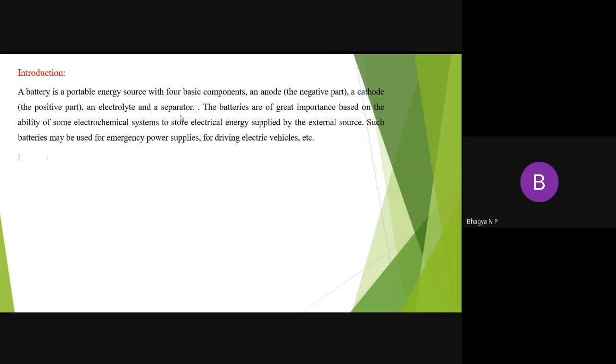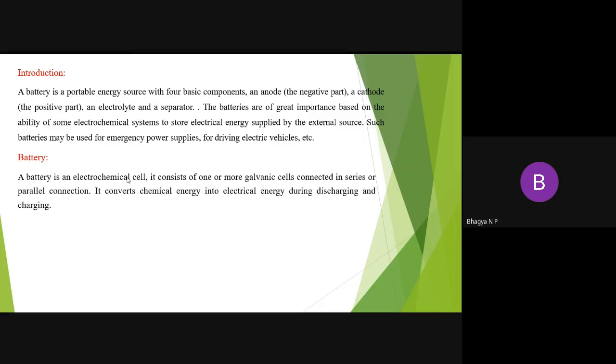Then, what do you mean by battery? The battery is also an electrochemical cell, and in the battery there is always a conversion of chemical energy into electrical energy during discharging and charging process. Then, how many types of batteries are there? There are three types of batteries: primary, secondary, and reserve batteries.